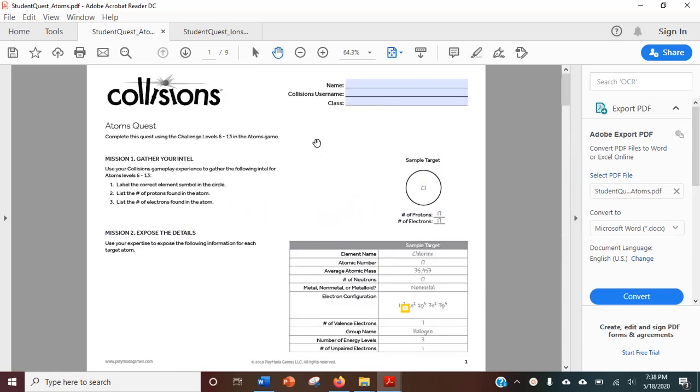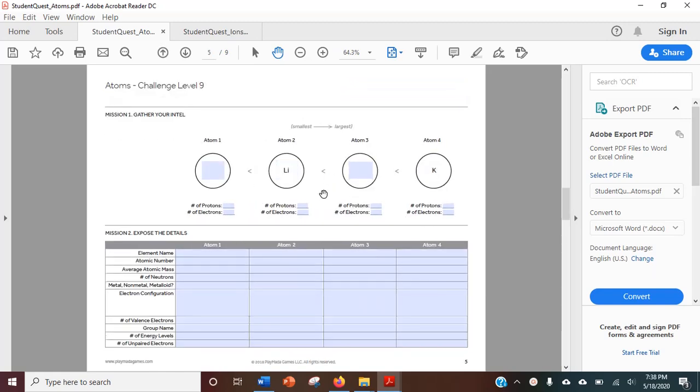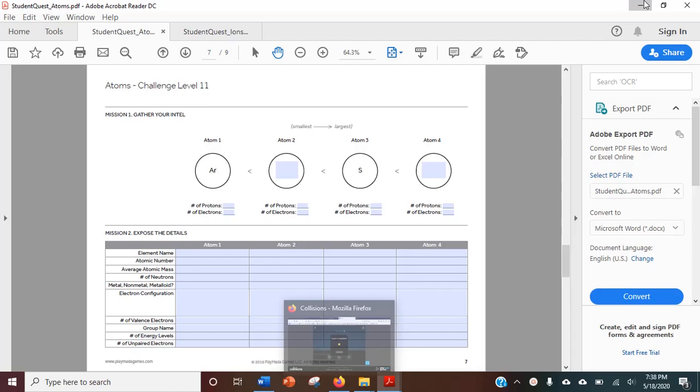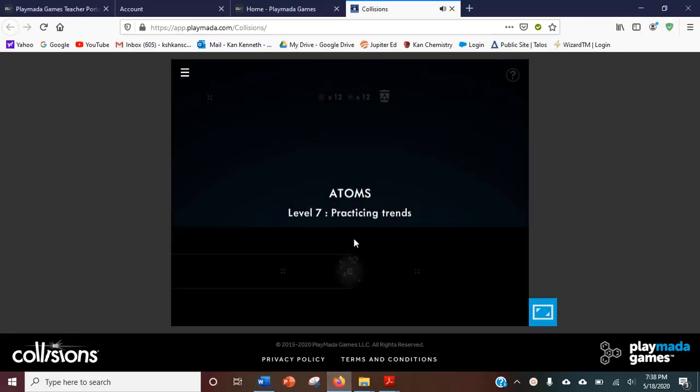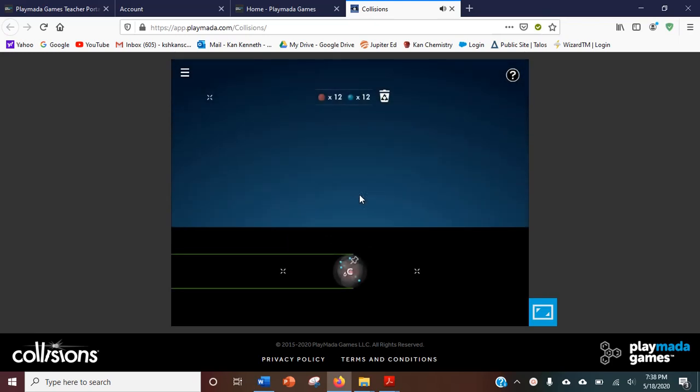And basically, you just continue on with your challenge. So challenge 7, and so on and so on. Basically, it's the same thing, just more and more difficult elements. So that basically concludes the tutorial on how to do the lab for atoms.